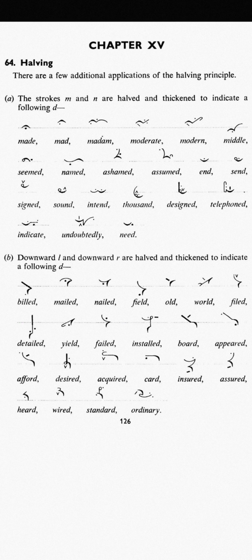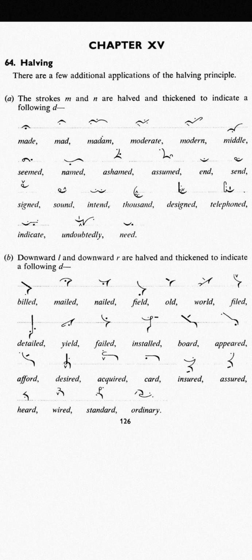There are a few additional applications of the halving principle. The strokes M and N are halved and thickened to indicate a following D. तो जो M और N स्ट्रोक्स होंगे वो हाफ भी होंगे और थिकेंड, मतलब थिकेंड आउटलाइन से बनेंगे. M N हम सिंपल आउटलाइन से बनाते हैं, जैसे N G हम थिकेंड बनाते हैं, वैसे ही M और N भी यहाँ पर थिकेंड एंड हाफ बनेंगे फॉर द सेक ऑफ फॉलोइंग D. M के बाद जो इमीडिएट D आएगा उसके लिए M और N हाफ्ड होएगा.